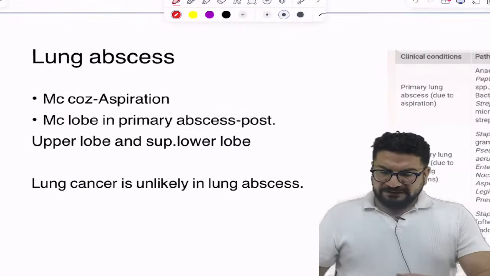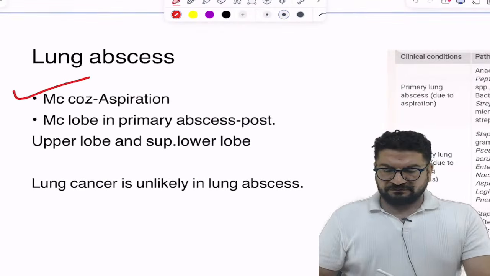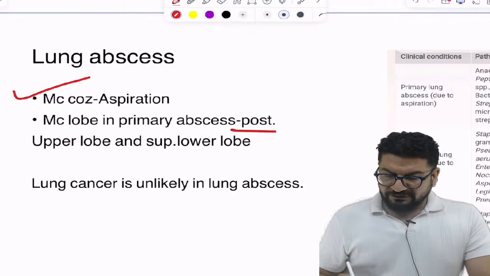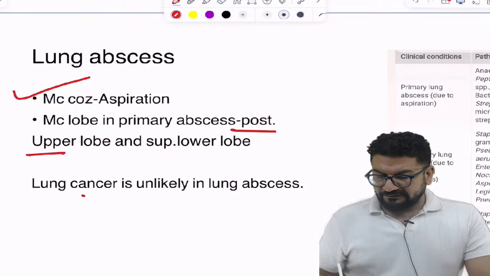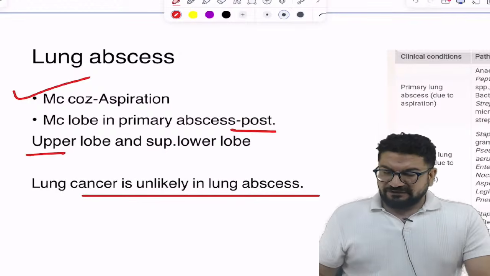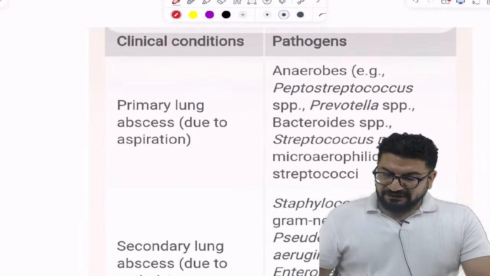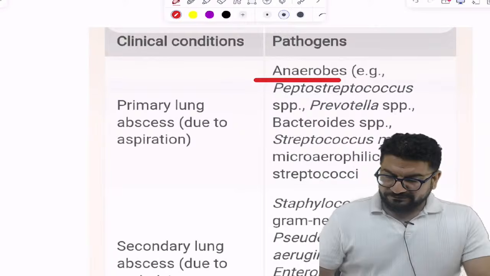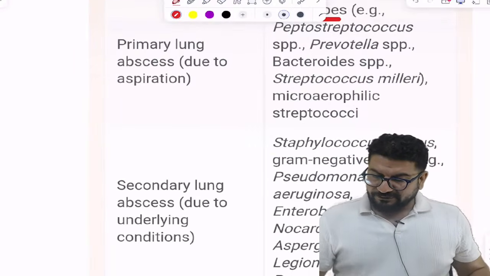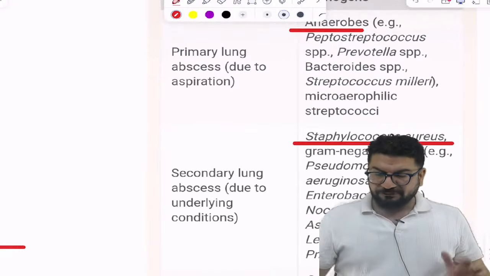Okay, lung abscess. They ask you most common cause: aspiration. Most common lobe in primary will be posterior upper lobe and superior lower lobe, and lung cancer is unlikely in lung abscess. Even sometimes they ask you in primary lung abscess, most common cause will be anaerobes. In secondary, it could be due to Staphylococcus aureus, or sometimes it could be due to a mixed bag of infection.